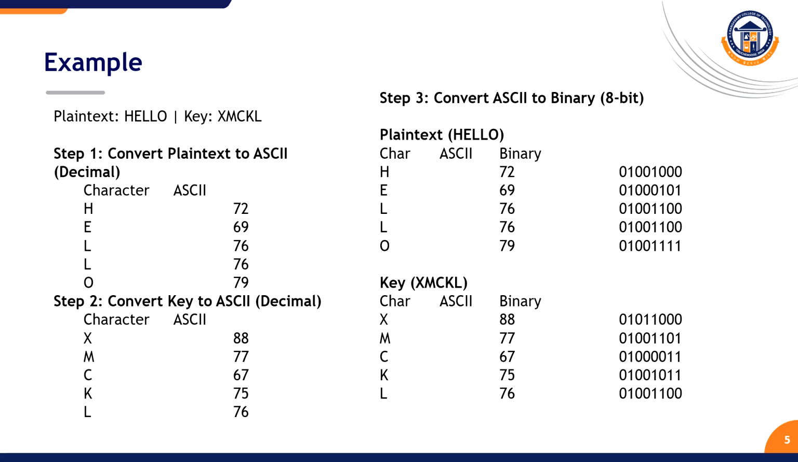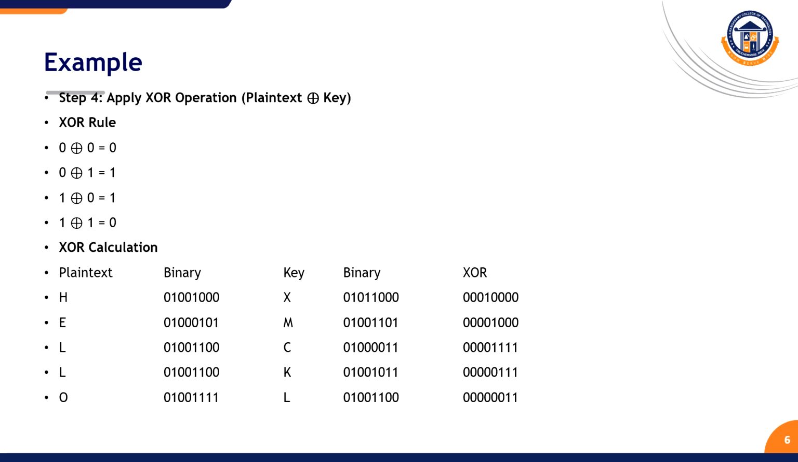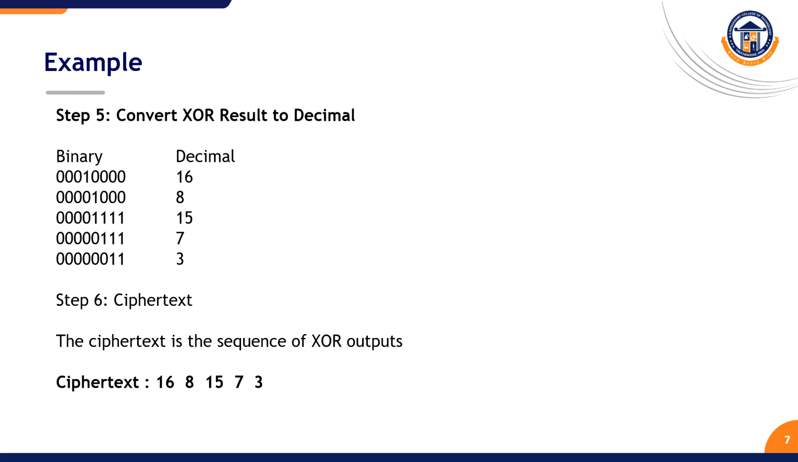After that the key will be converted. Now we have the binary value of the key and the binary value of the plain text, and we can apply the XOR operation. With the help of the truth table, H binary and X binary will be converted into one value. Same way E and M, L and C, L and K, O and L. So we have some outcome, some binary values. We will convert that binary value into decimal, and we get one value that is the cipher text of this particular plain text and key value.